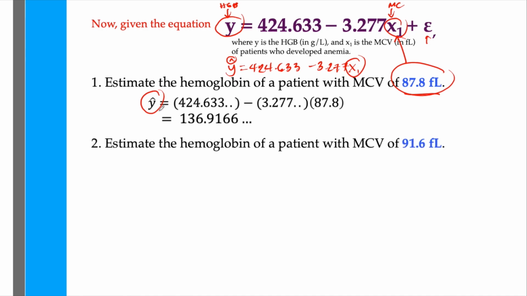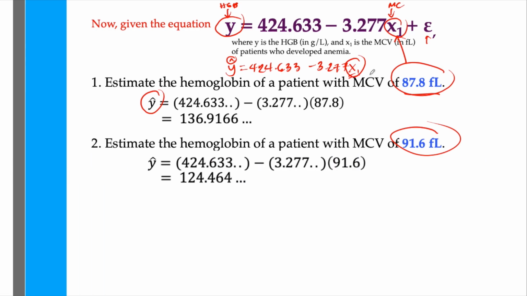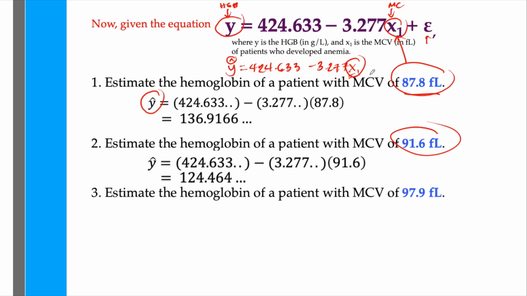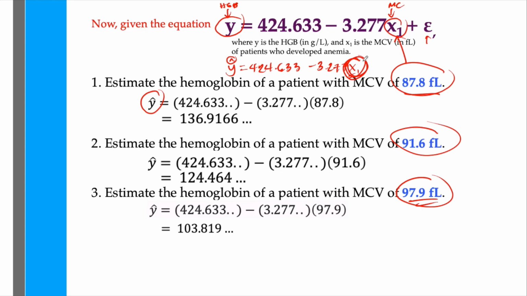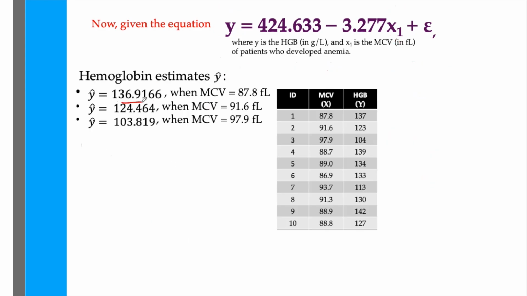Next, estimate the hemoglobin of a patient with MCV of 91.6. So similarly, all we have to do is to substitute 91.6 as the value of x sub 1. In this case, we're going to have 124.464. And suppose we're asked to estimate the hemoglobin of a patient with MCV of 97.9. So likewise, we're just going to substitute this value as the value of x sub 1. And we're going to have an estimate of hemoglobin which is 103.819.